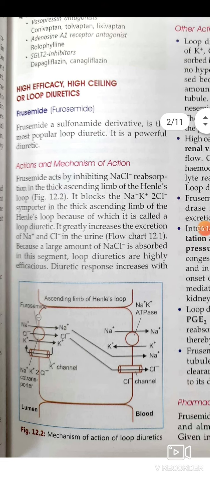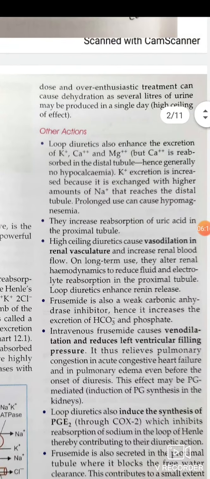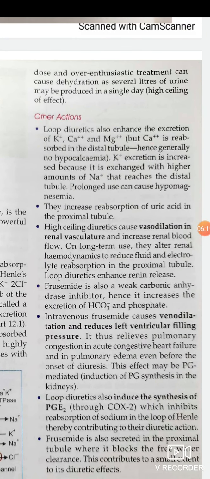Diuretic response increases with dose, and over-enthusiastic treatment can cause dehydration, as several liters of urine may be produced in a single day. It is highly efficacious, but how much? If you take a slight overdose of furosemide, it causes dehydration, because several liters of urine are produced in a single day. That is called the high ceiling effect. So that's why they are known as high ceiling diuretics.